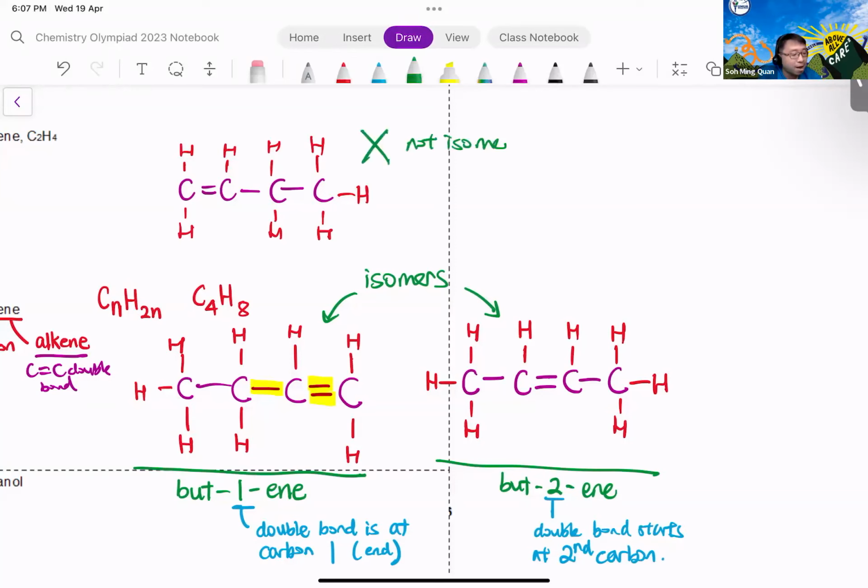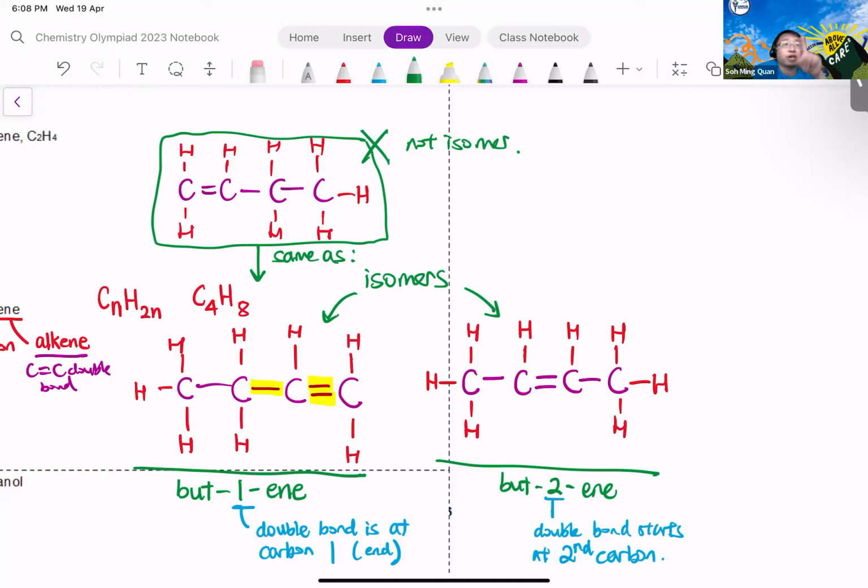Why? This is because molecules are three-dimensional. You can flip it around. You can flip the whole molecule around, right? So the one I've drawn on top, if I were to flip it from left to right, rotate the molecule left to right, it will be the same as but-1-ene. If I flip the molecule from left to right, the double bond now goes to the rightmost, which is the same as but-1-ene. All right. So the one on top is not an isomer. It's actually the same as but-1-ene.